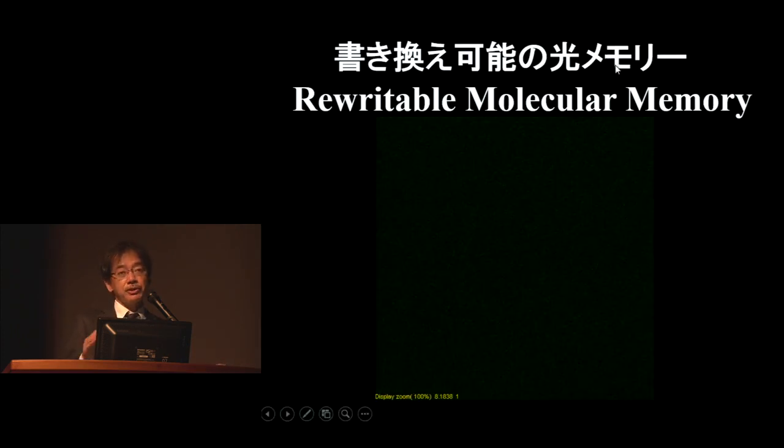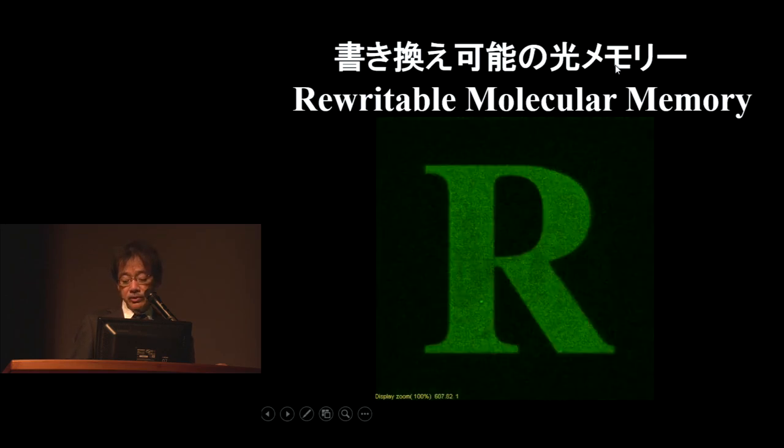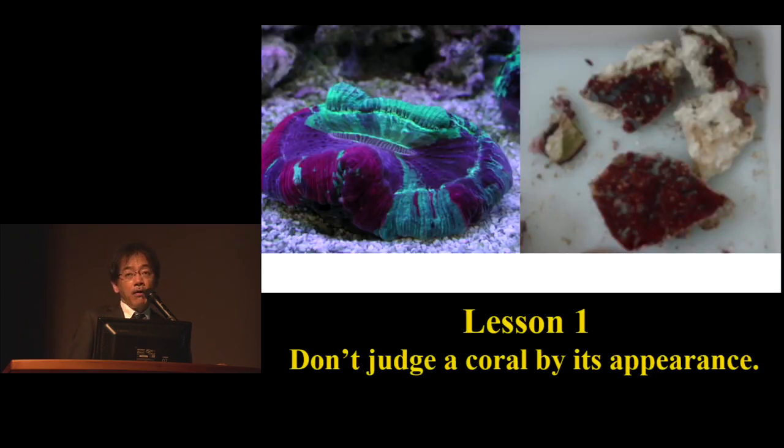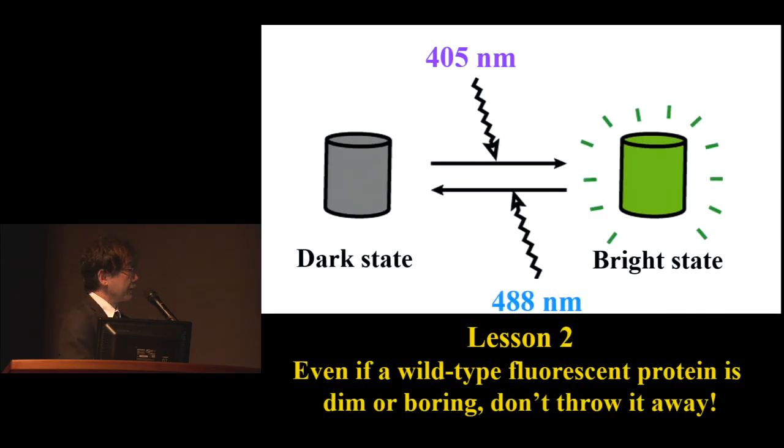Okay. So these studies on Dronpa protein gave us two lessons. Lesson 1, don't judge a coral by its appearance. And lesson 2, even if a wild type fluorescent protein is dim or boring, don't throw it away. We may be able to make it brighter and more interesting through mutagenesis. And we could go beyond the corals and the jellyfish.